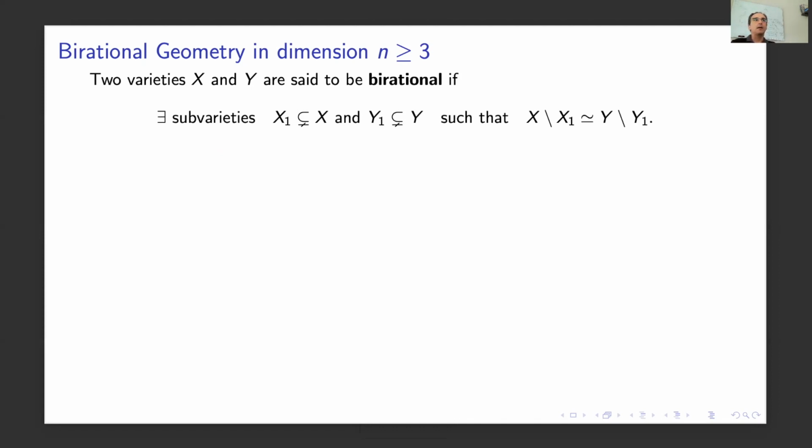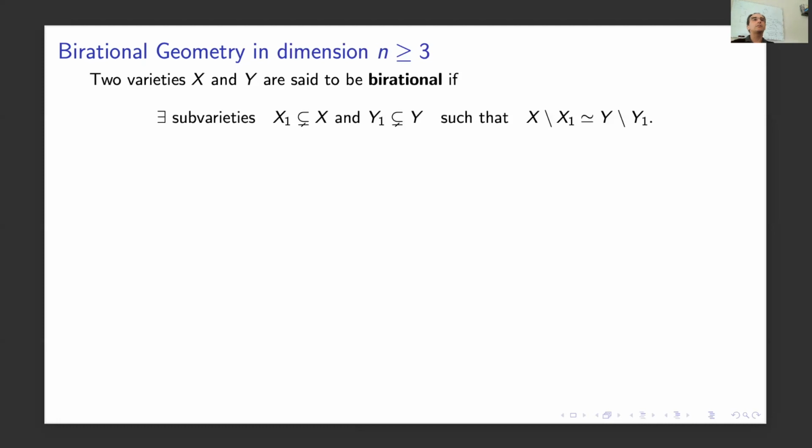X and Y are two varieties, and they're said to be birational if we can find a proper subvariety x1 inside X, and a subvariety y1 inside Y, in such a way that if I remove x1 from X and y1 from Y, then they're isomorphic. So remember, in the case of the blow up, if Y is a blow up of X, then x1 corresponds to a point, and y1 just now corresponded to a line.